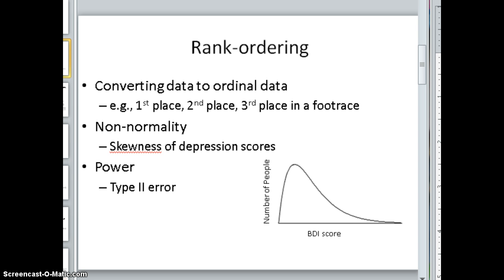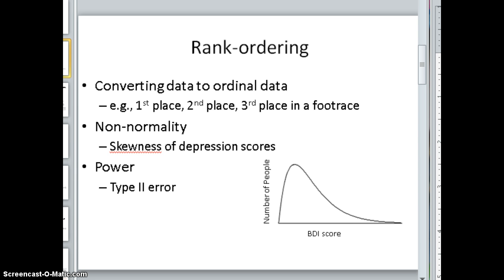Think about a foot race. The space between the runners isn't consistent. The space between first place and second place may be close, but the space between second and third might be very large. Again, we're ranking the data, we're converting the data to ordinal data.